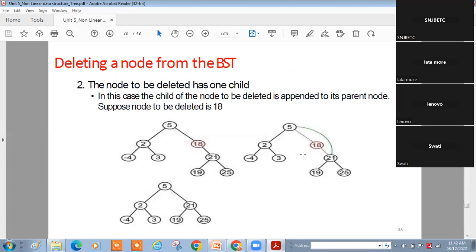So you can observe this element, 18. 18 has only one child node. Only one child node means simply I can remove this path. By removing this path directly, I can connect this 21 at the place of 18. So you can see that 18 is removed and 21 is connected like this.